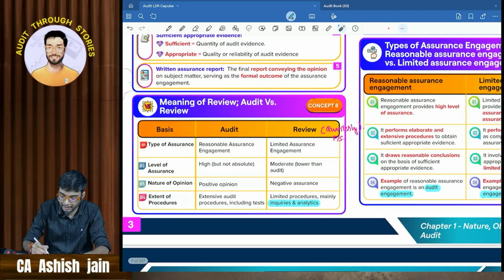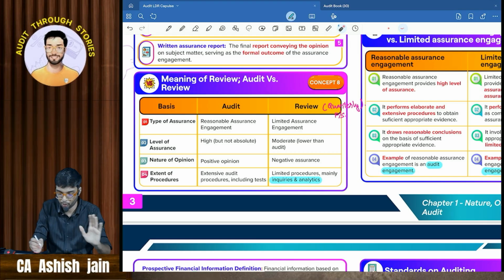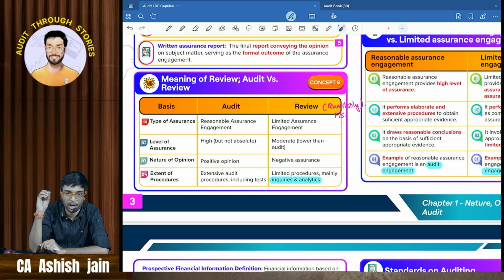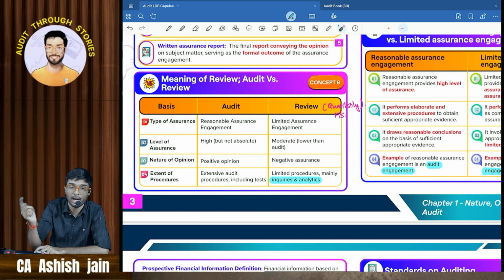Then comes meaning of review audit. This is concept number 8. In audit, you give reasonable assurance. Whereas in review, imagine the quarterly financial statements of a listed company, which they have to publish every 3 months. Instead of doing an audit, the auditor will just do a review and issue a review report for that particular 3 months period of quarterly financial statements of any listed company.